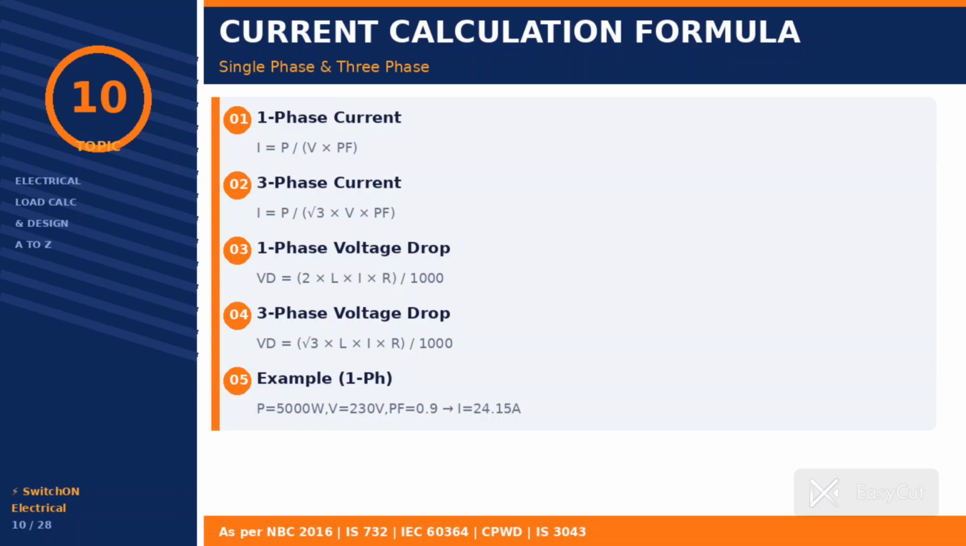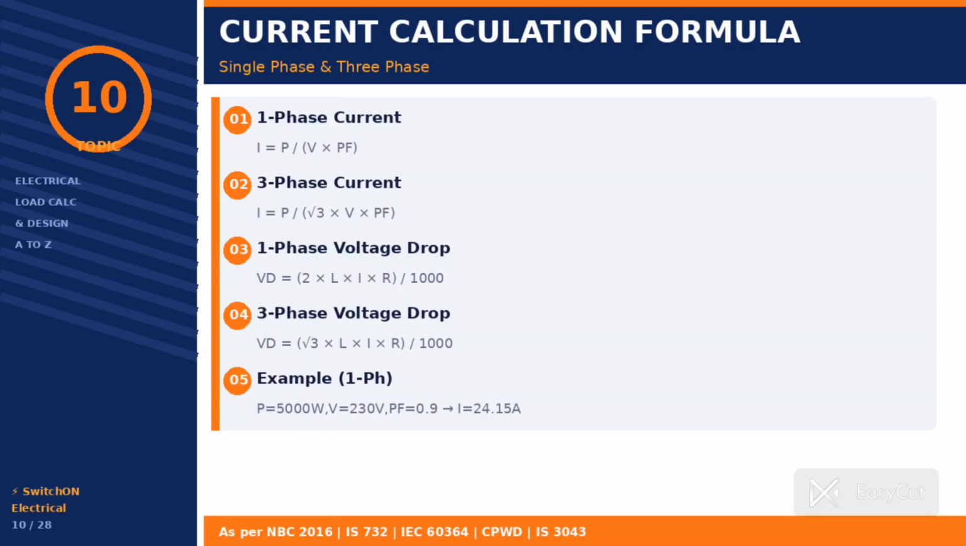Why? Tell me the answer. Then same for 3 phase, instead of 2 you are writing root 3 L into I into R divided by 1000. Example you can see for single phase, P is equal to 5000 here, V is equal to 230, power factor is equal to 0.9. So by applying the single phase formula I will get 24.15 ampere. Okay.